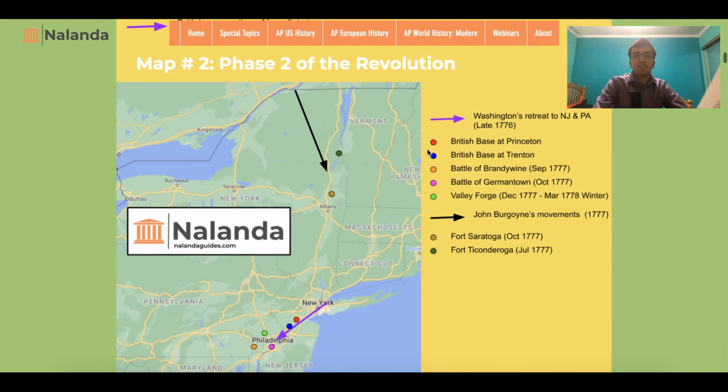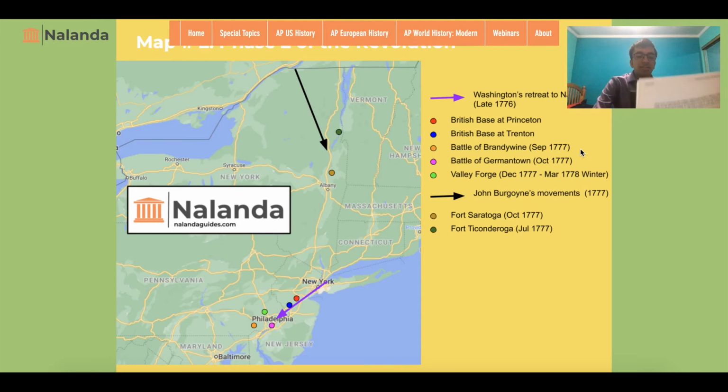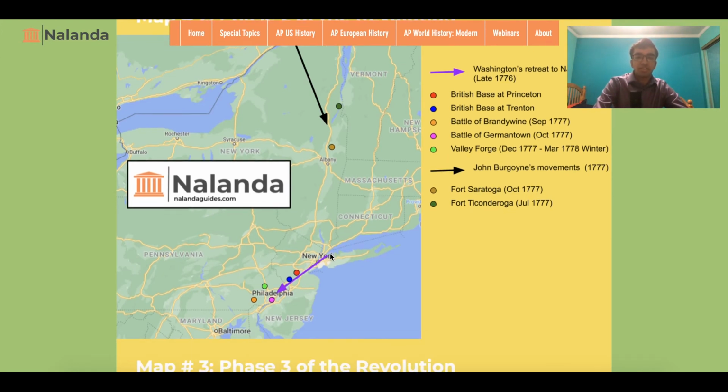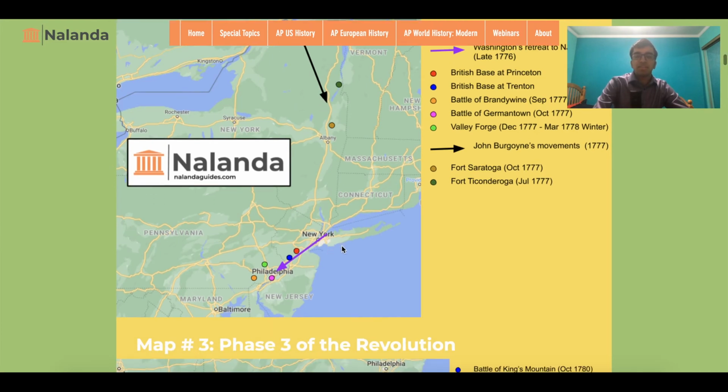Now we come to Phase 2 of the American Revolution. The second phase takes place from 1776 to 1778. First, the British general William Howe drove Washington's army out of New York City, as you can see here with this purple arrow. He drove them through New Jersey and finally into Pennsylvania. Now, this was in late 1776.